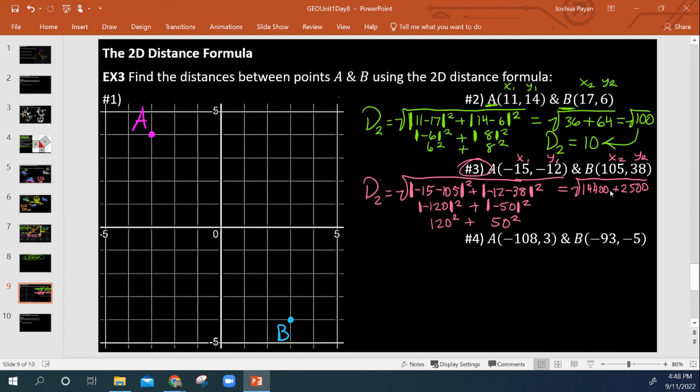So now we've got 14,400 plus 2,500, right? And you can relate this back to if the zeros were just gone. Well, we know that's going to be 16,900, whose square root would simply be 130. So that means our distance in 2D for that problem would be equal to 130.